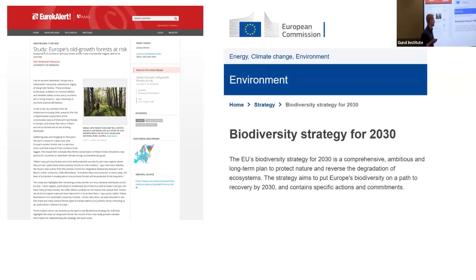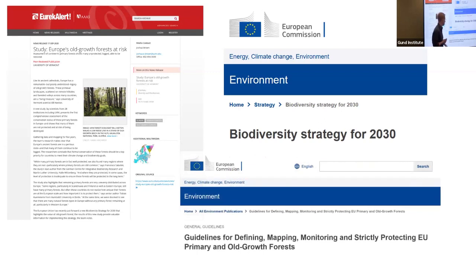Nevertheless, the EU recently released its own conservation strategy, building on that World Heritage Network and expanding further. This was issued in 2020. It's a biodiversity strategy for 2030. It calls for conserving, mapping, and restoring old growth forests across the EU. So it's unprecedented to really think about that.